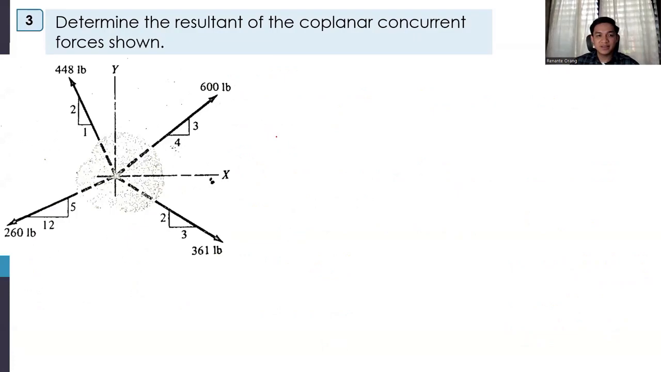Let us proceed to our third example. Determine the resultant of the coplanar concurrent forces shown. In this example, no angle is given, it is all rise and run. So the first thing that we need to do is to find the hypotenuse of each triangle. Let's start with this one. This will be our second force, third, and fourth force.